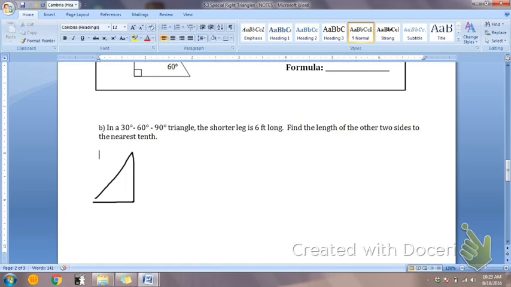So I'm going to draw a triangle here. I'm going to say up top here, this one is 30 degrees. Over here is 60 degrees. So where's my short leg? At the bottom, right? Let's use x for our long leg and y for our hypotenuse.